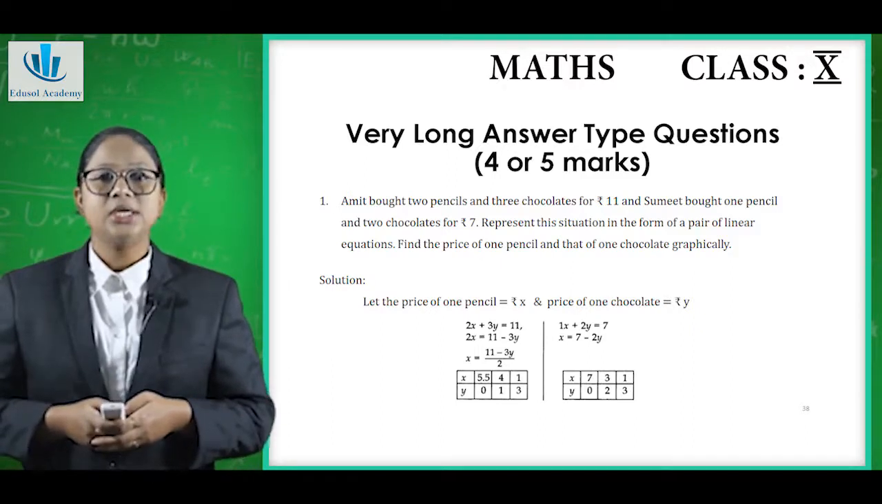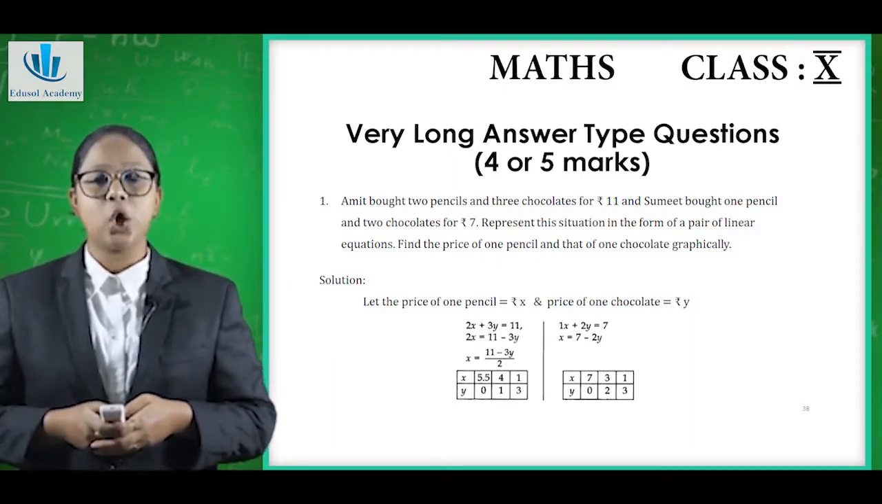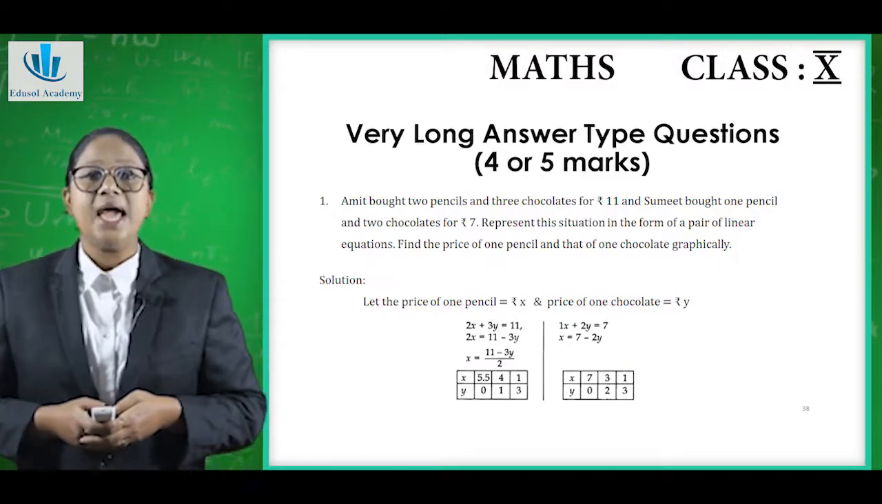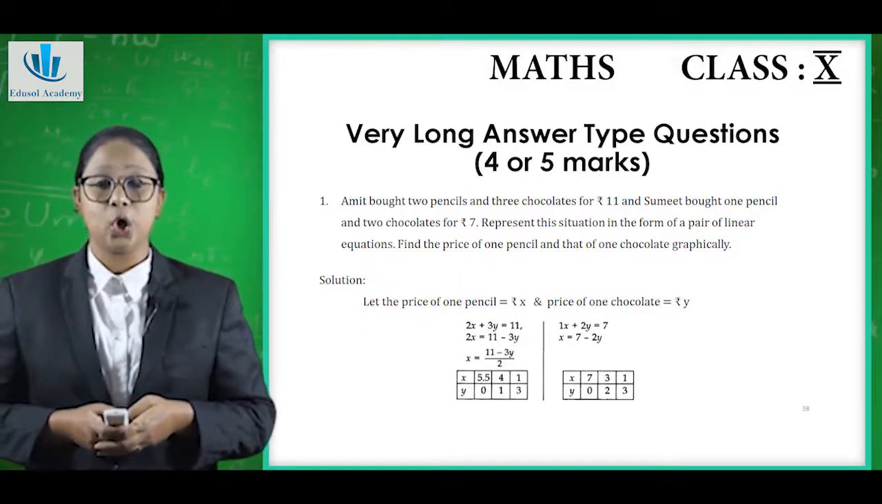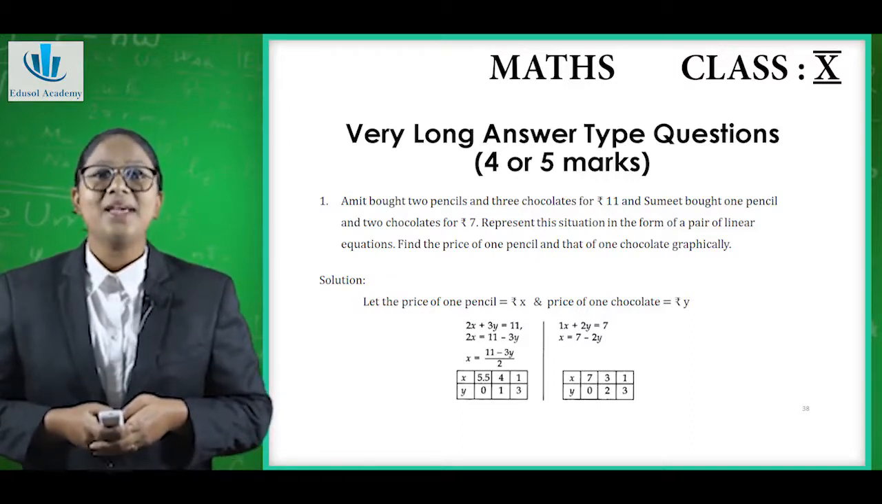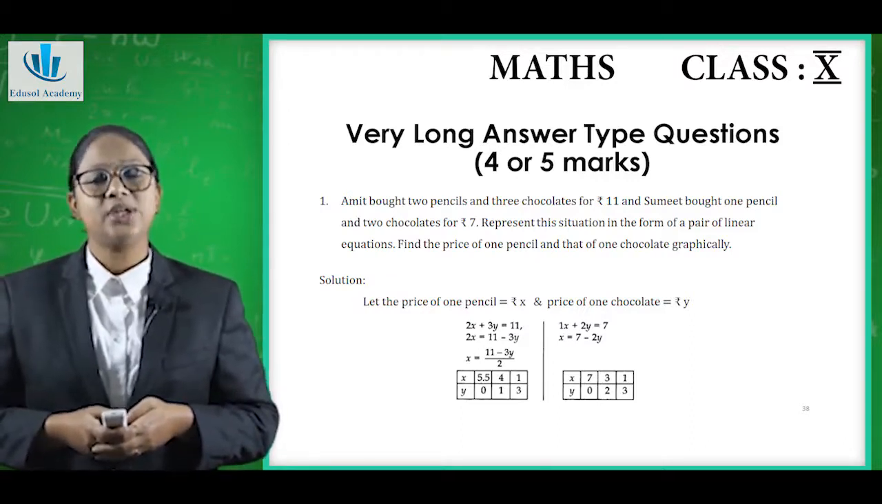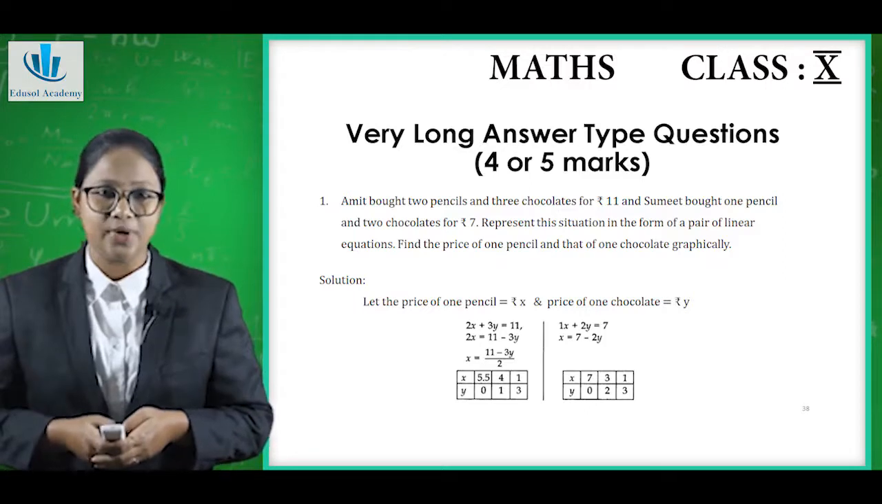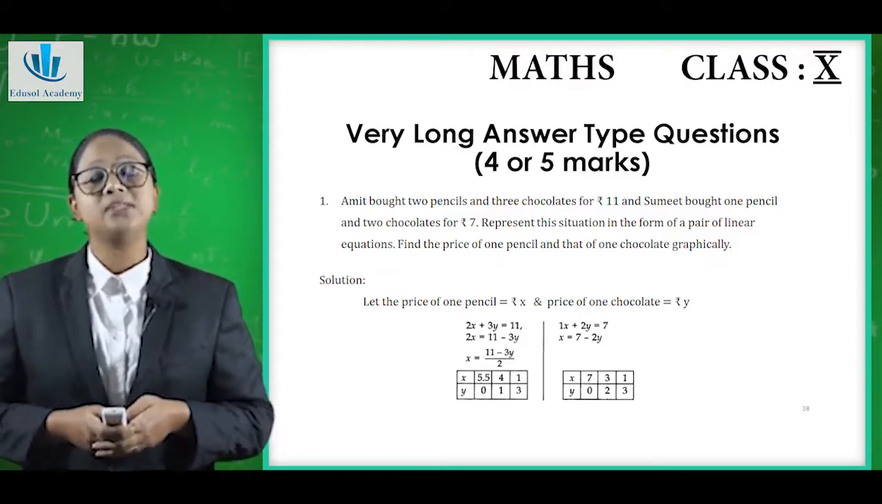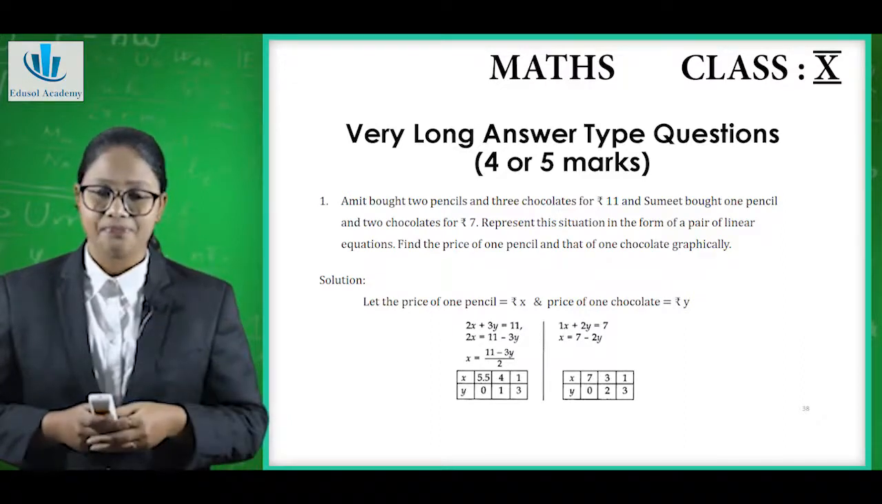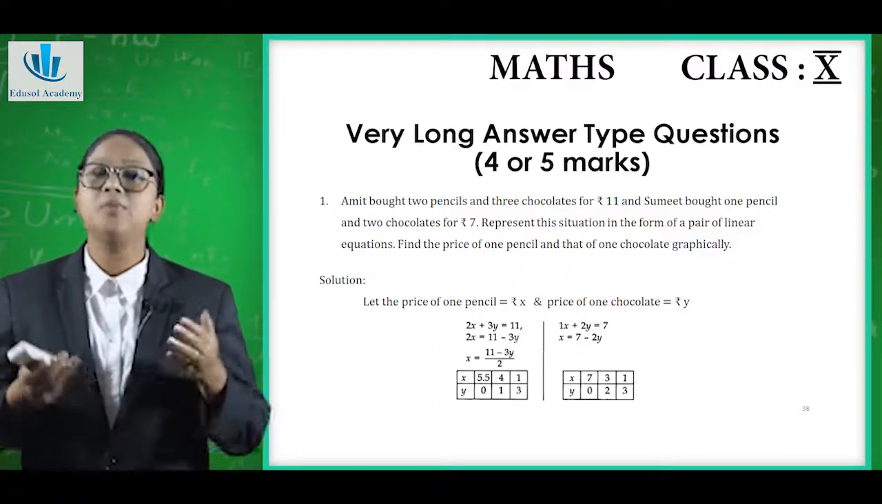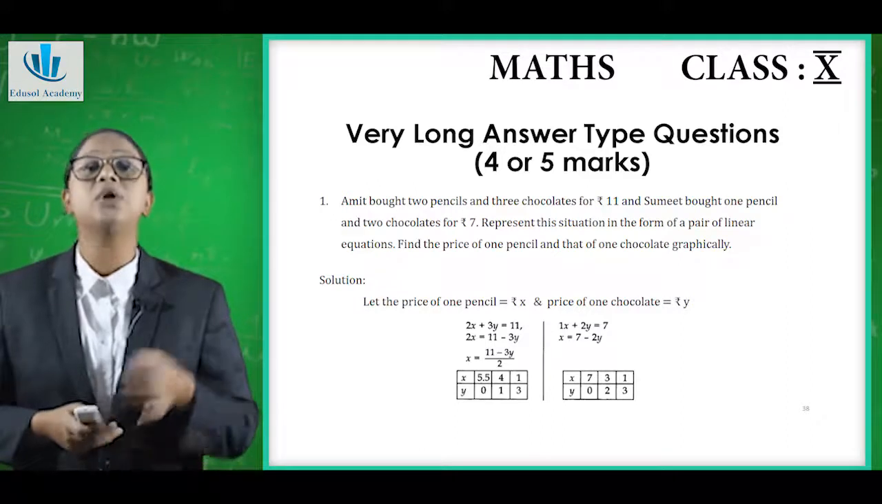Amit bought 2 pencils and 3 chocolates for rupees 11, and Sumit bought 1 pencil and 2 chocolates for rupees 7. Represent this situation in the form of a pair of linear equations. Find the price of 1 pencil and that of 1 chocolate graphically. So our word problem is given and we have to solve it graphically.